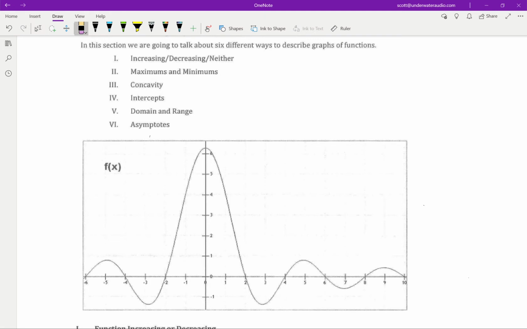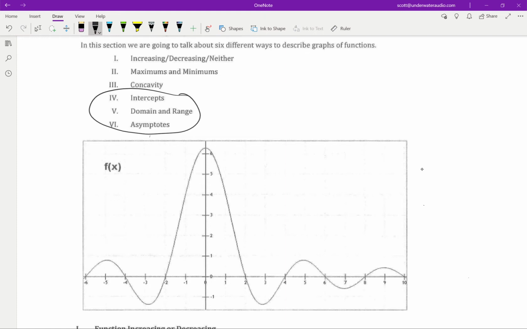So I'm hoping that you've seen the bottom three already. This is something that isn't new to you. You've seen it before, but the top three I think are going to be new to you, and that's okay. We'll have fun with it.